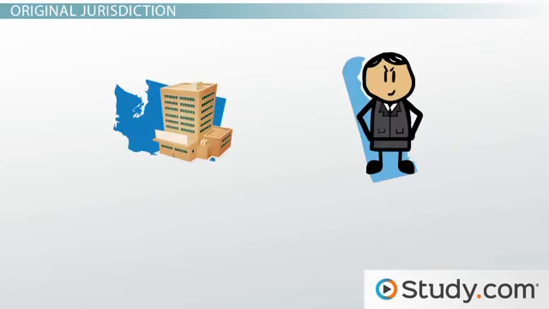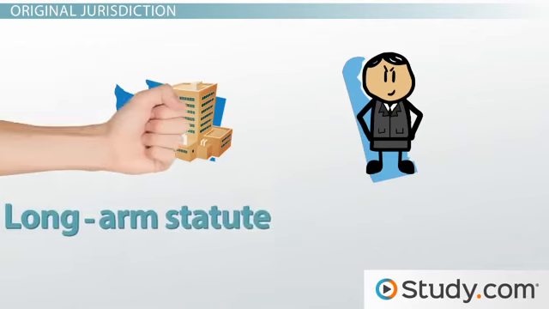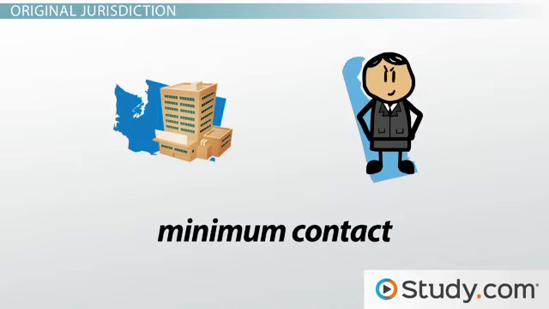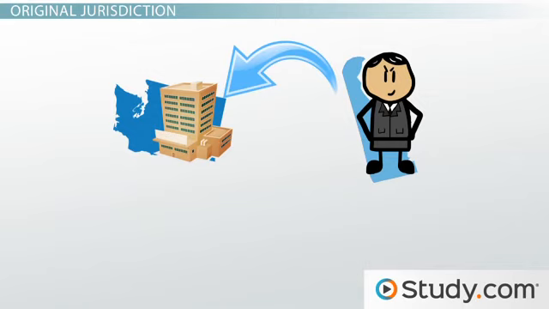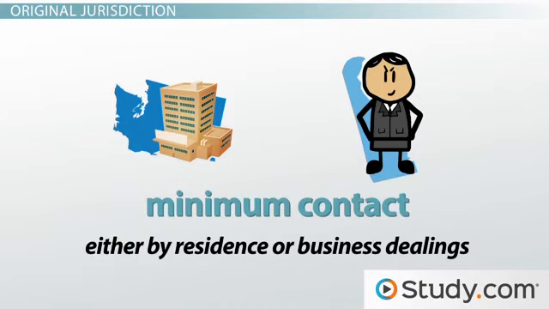Sometimes a defendant to a case lives outside the forum state, or the state in which the case is being tried. When this happens, a long-arm statute is used to bring an out-of-state defendant to trial in the forum state. Bringing an out-of-state defendant to trial in another state is not cut and dry. Minimum contact with the forum state needs to be established. To say it a different way, to exercise jurisdiction over a defendant in a different state, the court must prove that this defendant has minimum contact in the forum state, either by residence or business dealings.